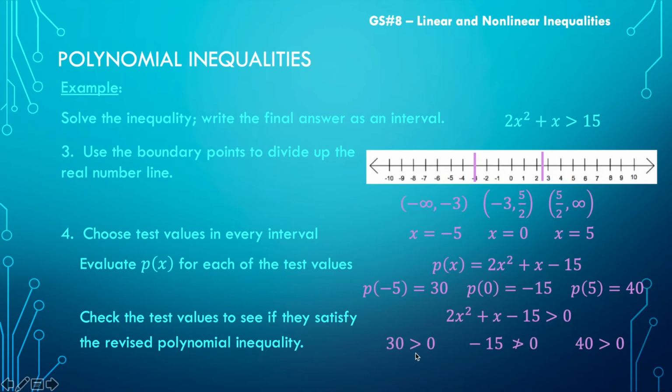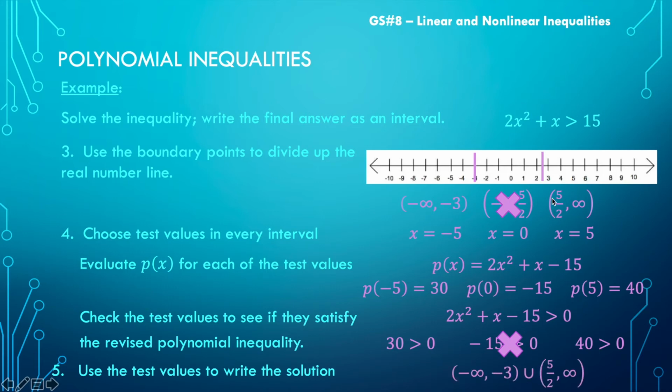Okay, so we know 30 is greater than 0. We know -15 is not greater than 0. And we know that 40 is greater than 0. So we can go ahead now and identify the intervals that actually work. This one does not work because a test value here does not satisfy the inequality. So we can cross that out, and the remaining intervals will be our solution. It'll be this interval and this interval that will be our final answer here.